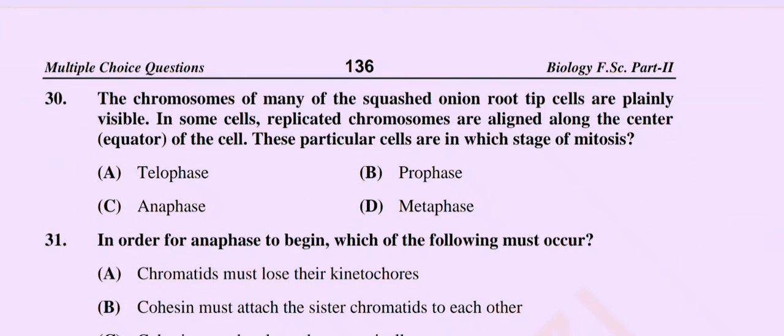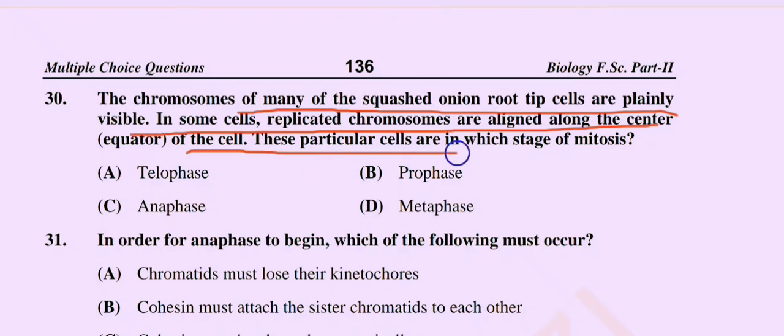Question number 30. The chromosomes of many of the squashed onion root tip cells are plainly visible. In some cells, replicated chromosomes are aligned along the center of the cell. These particular cells are in which stage of mitosis? Option A, telophase; option B, prophase; option C, anaphase; option D, metaphase. So the correct option is option D, metaphase.